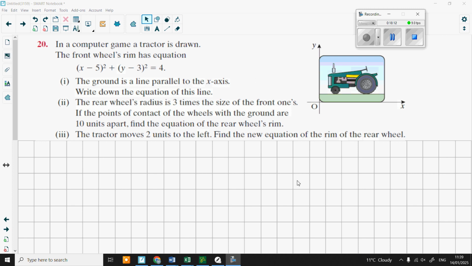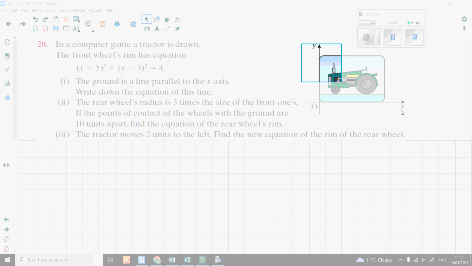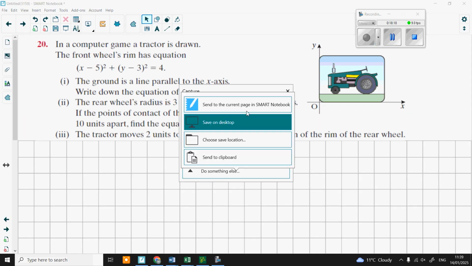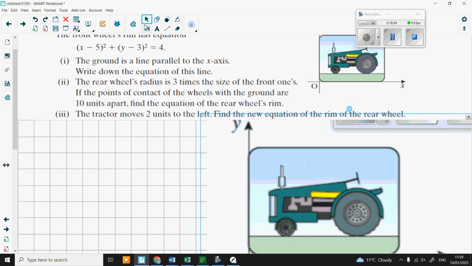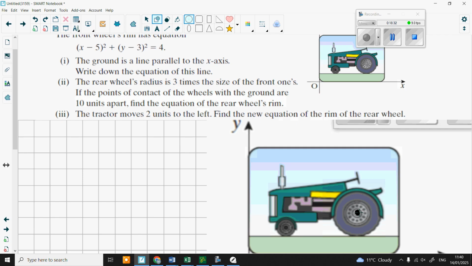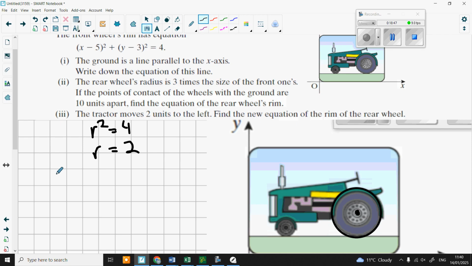Right. Front wheel's rim has an equation of this, right? So I'm going to do this. I'm just going to make this picture bigger. Bigger is better. Now, here we go. And I'm just going to put my center of the circle there and create my circle, like so. Did anybody get this one now? Now, what's the h and k value here? R squared equals 4, so that's a radius of 2. What's h and k there then? H is 5 and k is 3.